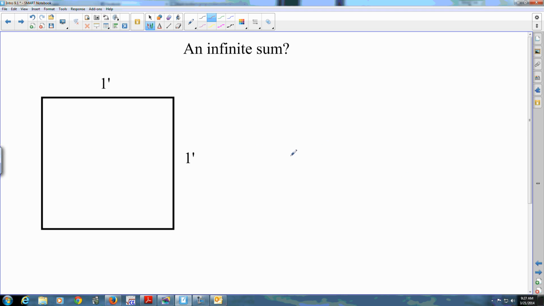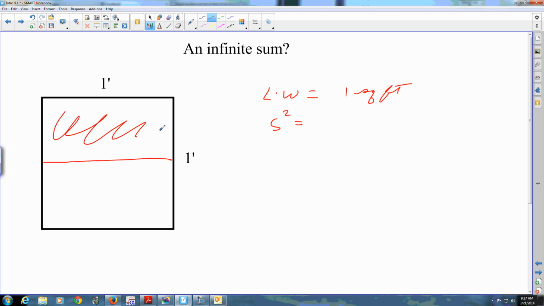An infinite sum. That's what we want to work on here. Say you have a square that's 1 foot by 1 foot. You know the area of this whole thing, length times width, or sides squared, whichever way you want to do it, is going to be 1 square foot. So let's say I take half of this and set it aside. I have half a square foot. What remains is half of a square foot. I'm going to take half of that, which is a quarter of a square foot, because this was a half and I took half of it.